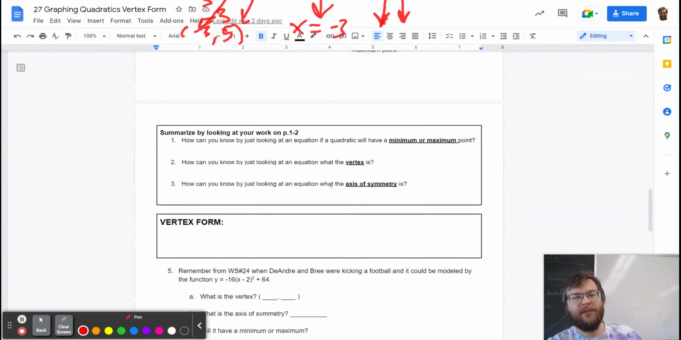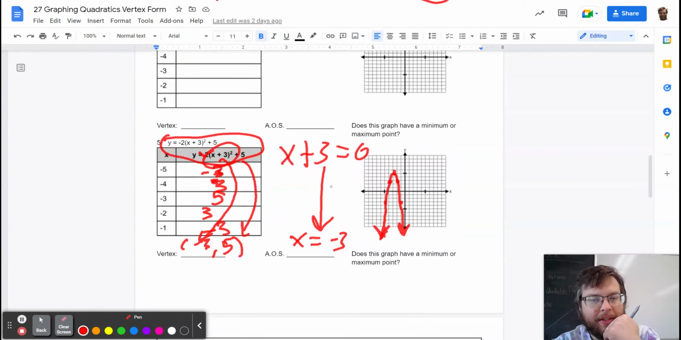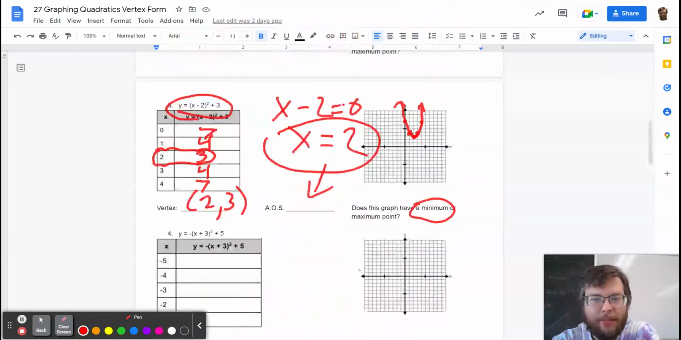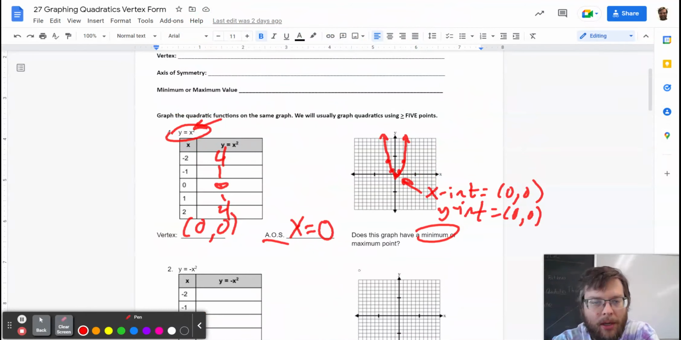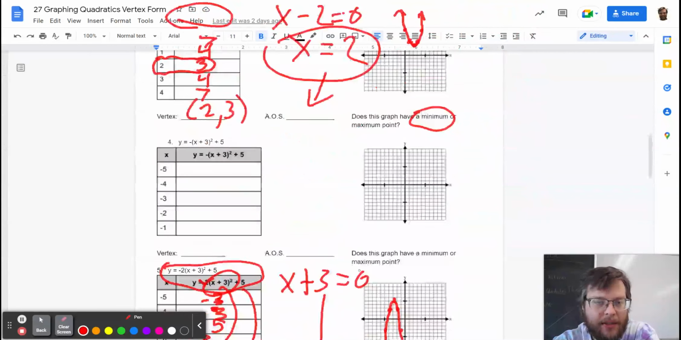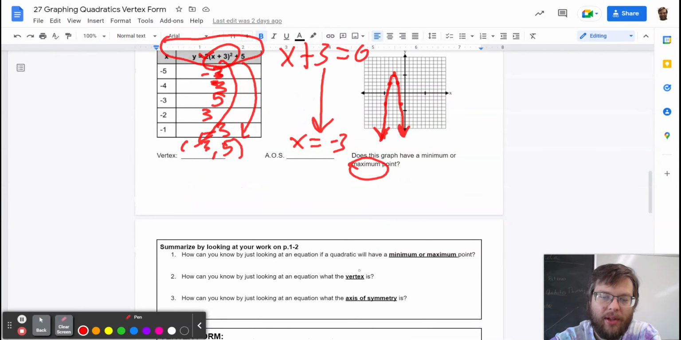Last one, just to clarify, how can you know just by looking at an equation if it will have a minimum or maximum point? Well, that example had a maximum. Forgot to circle that. That has a maximum. This has a minimum. This has a minimum. And I noticed that this is a positive x squared graph. This is a positive x minus 2 squared plus 3. This is a negative. And that's the whole idea, that you will have a minimum if there is a positive x squared. You will have a maximum if there is a negative x squared.